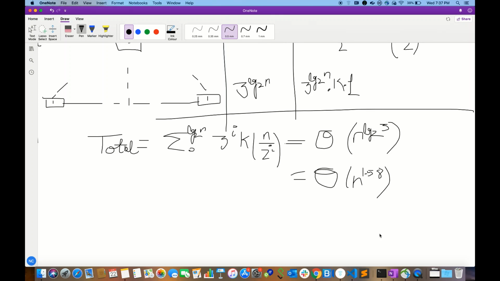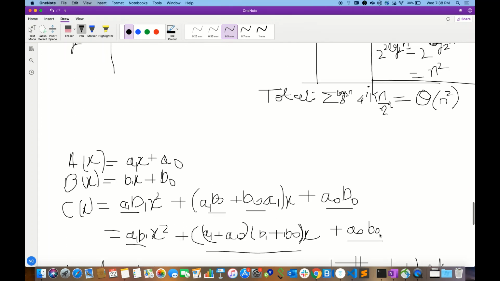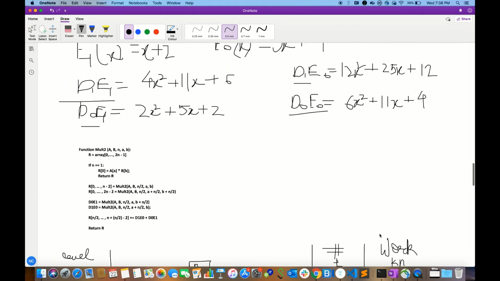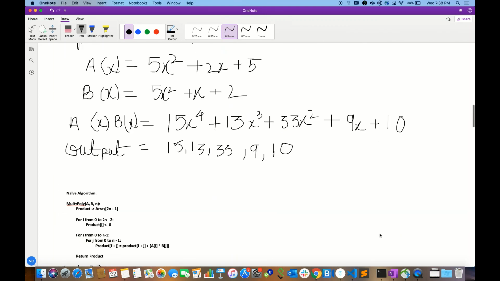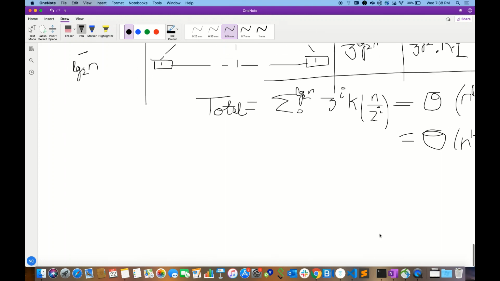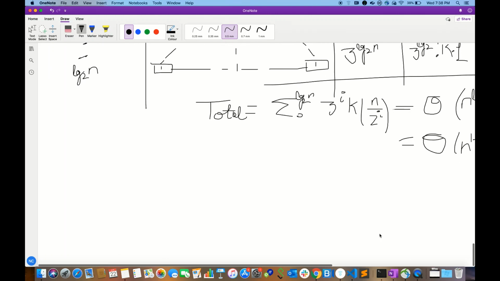So let's code it. This is a better approach you need to consider while solving this polynomial multiplication problem which we discussed right now. So this is all about the divide and conquer algorithm, how it works.